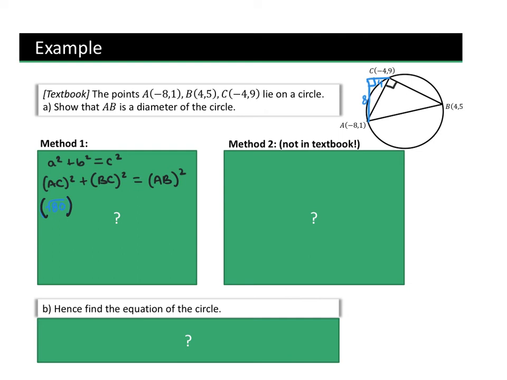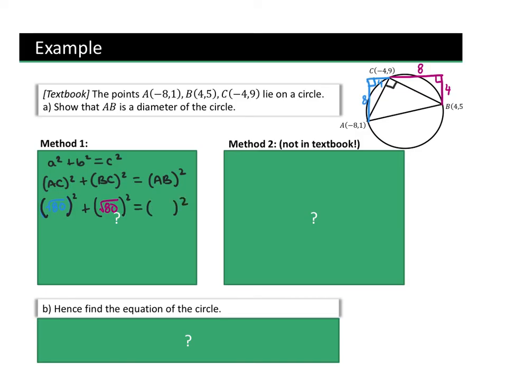Okay. Now the next one I need to do. So this is my AC squared plus my BC squared. Now my BC. Let's do this. Here's my BC. Okay. -4 to 4 is in fact 8. 9 to 5 is in fact 4. So 8 squared plus 4 squared is 80. So BC is root 80. Perfect. Okay, now this equals our AB squared.